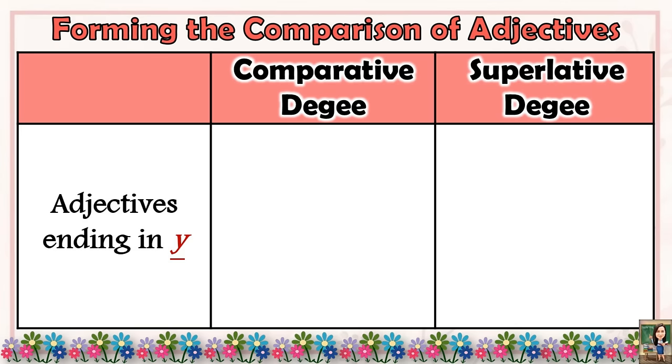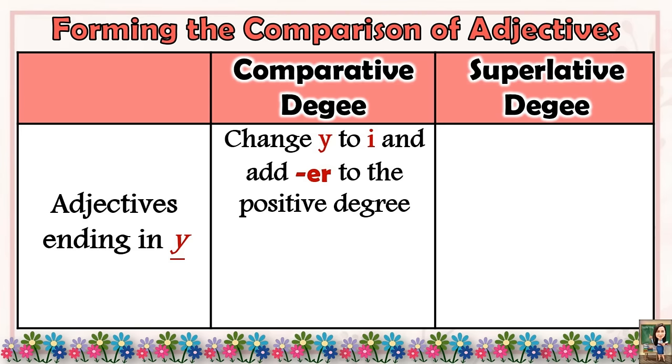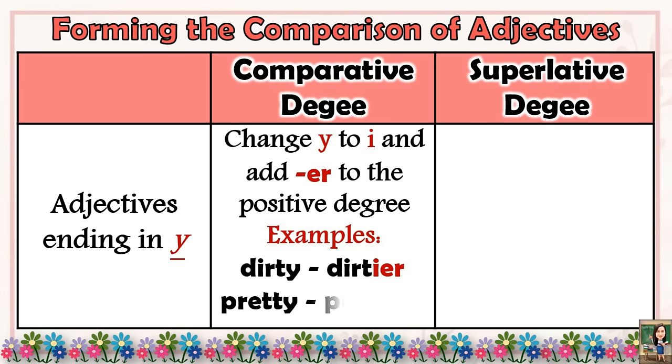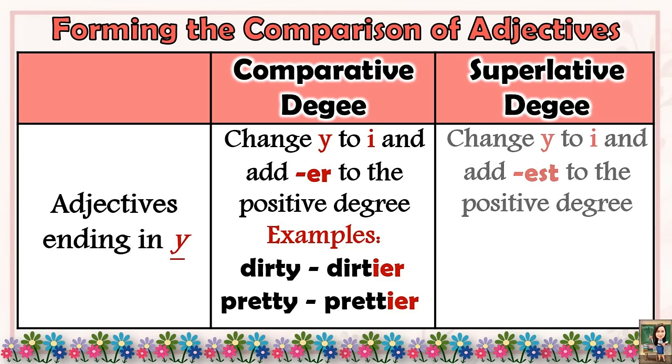In comparative degree, change Y to I and add ER to the positive degree. For example, dirty, which is the positive degree, becomes dirtier. So dirtier is the comparative degree. We change the Y, which is the last letter of dirty, to I, then we add ER, so it becomes dirtier. Another example, pretty. Change the last letter of pretty, which is Y, to I, then add ER, so it becomes prettier. So in superlative degree, change Y to I and add EST to the positive degree.